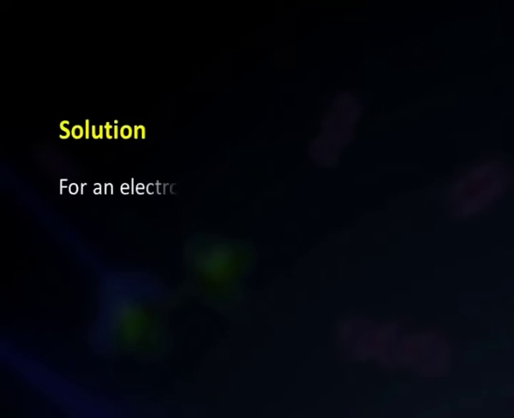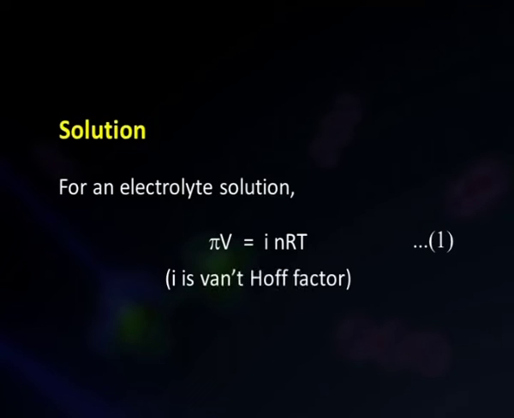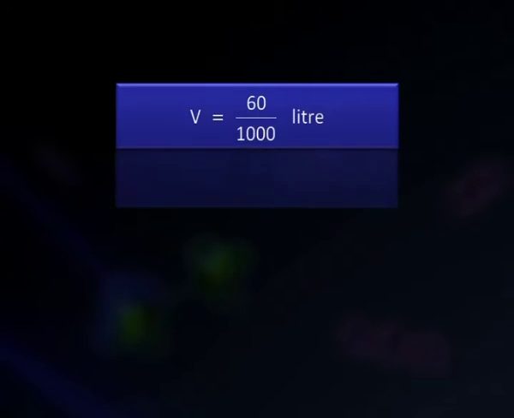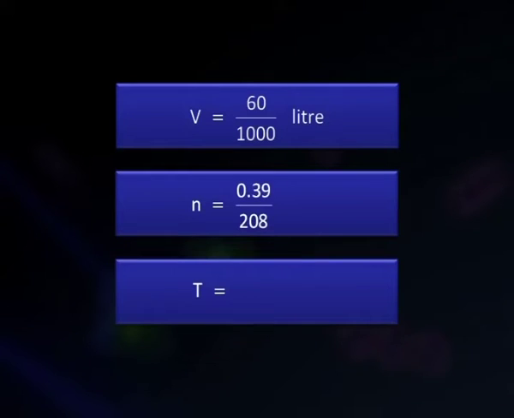0.6. For an electrolyte solution, pi V will be equal to i n R T, where i is van't Hoff factor. Volume is 60 ml, hence it will be equal to 60 upon 1000 liters. Number of moles will be equal to weight upon molecular mass of barium chloride, that is 0.39 upon 208, and temperature is given as 288 Kelvin. Now we have to calculate i first.